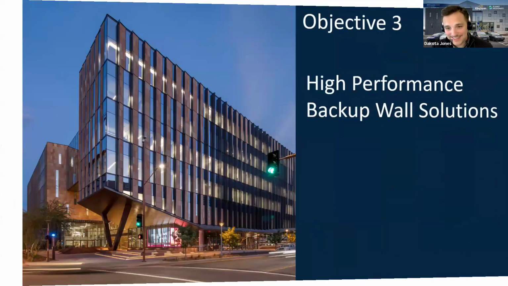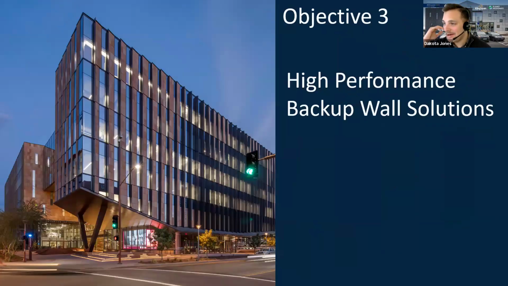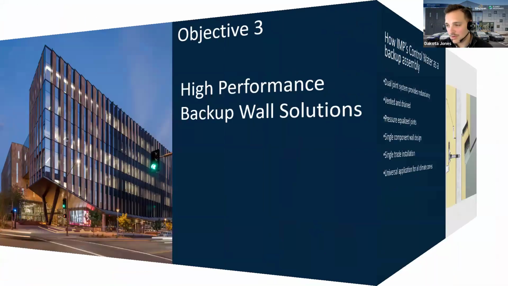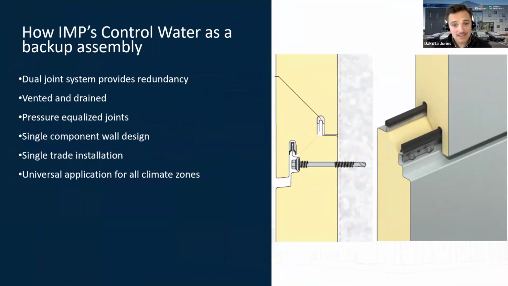This brings us into finally talking exclusively about IMPs, insulated metal panels, high performance backup wall solutions. How do we make the perfect wall more perfect? Of course, we make it less complex. So, big claim, right? IMPs can be your entire wall in one. How does that happen? Well, let's look into it a little bit.